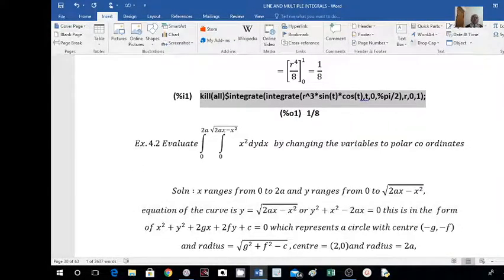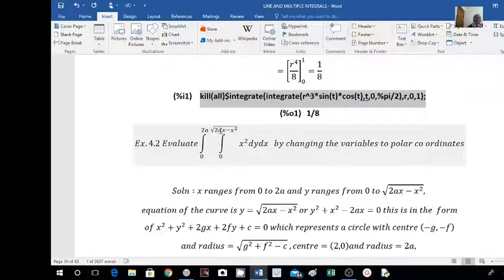evaluate the integral from 0 to 2a, 0 to root of 2ax minus x square, of x square dy dx, by changing the variables to polar coordinates, right? So here, this is the double integration. X ranges from 0 to 2a, and y ranges from 0 to root of 2ax minus x square.